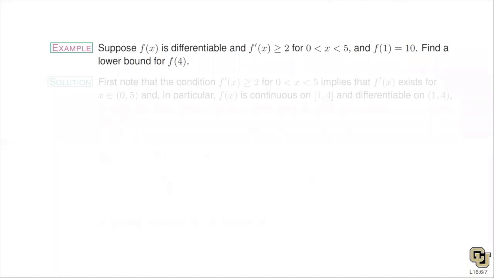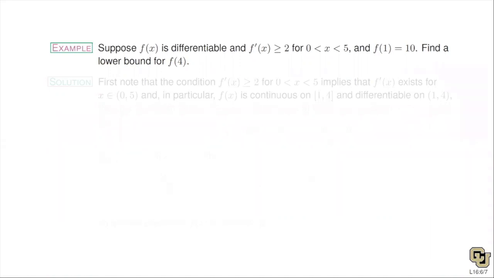So you'll see a lot of artificial problems here in section 3.2, and the only point of the problem is to use the mean value theorem. So this is one such problem. The problem says, suppose f of x is differentiable and that f prime of x is greater than or equal to 2 for x between 0 and 5. And we're also told that f of 1 equals 10. And we're asked to find a lower bound for f of 4.